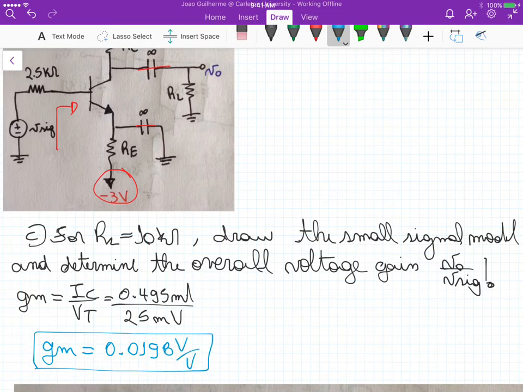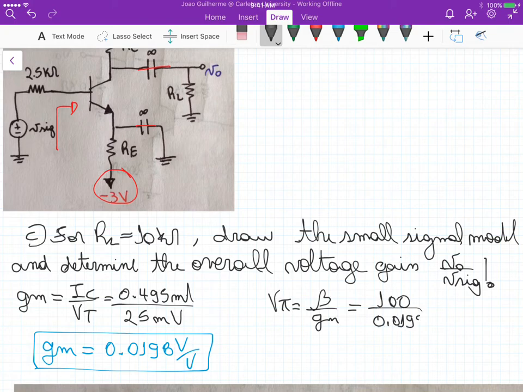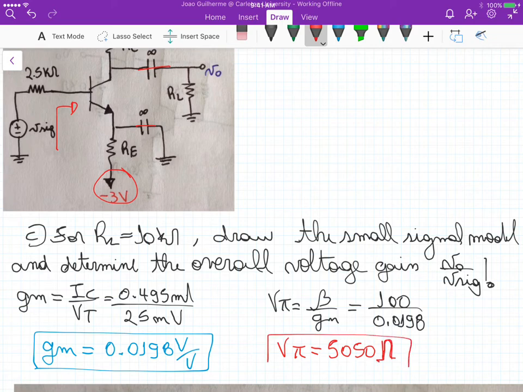And we also need to define R pi. So R pi here is equal to beta divided by GM, and that's the same as 100 divided by 0.0198. So R pi is equal to 5050 ohms. Okay.